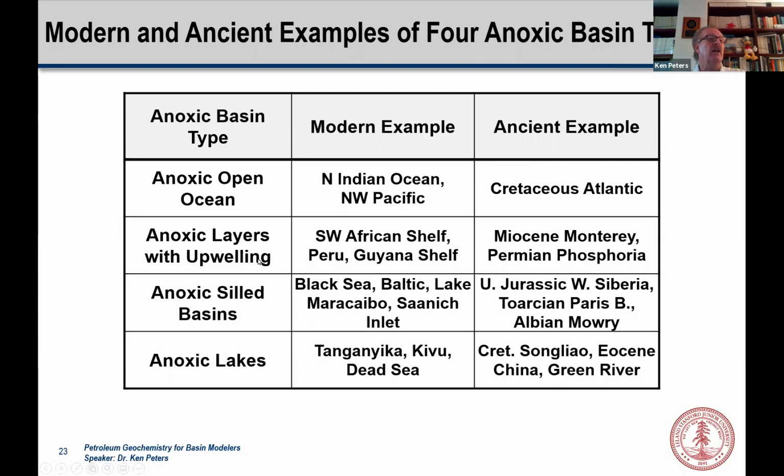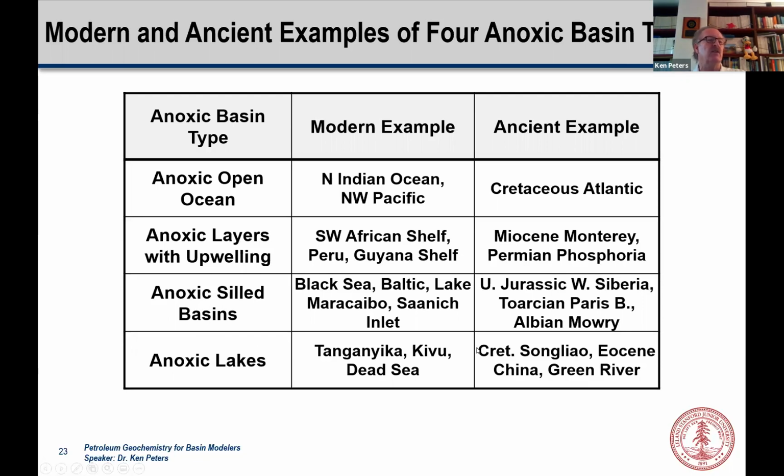Anoxic layers with upwelling. Well, present day, we gave plenty of examples of that. In the ancient environment, we're talking about the Miocene Monterey as one example. The Diakuran is another one in eastern Russia. The Permian Phosphoria Formation is another great example from central North America.